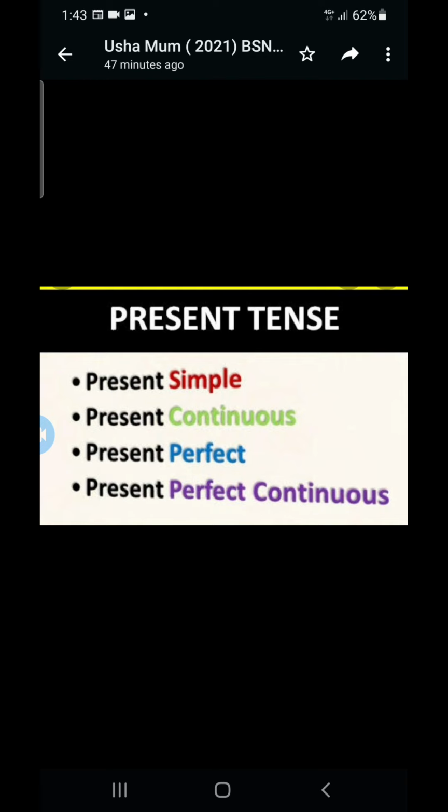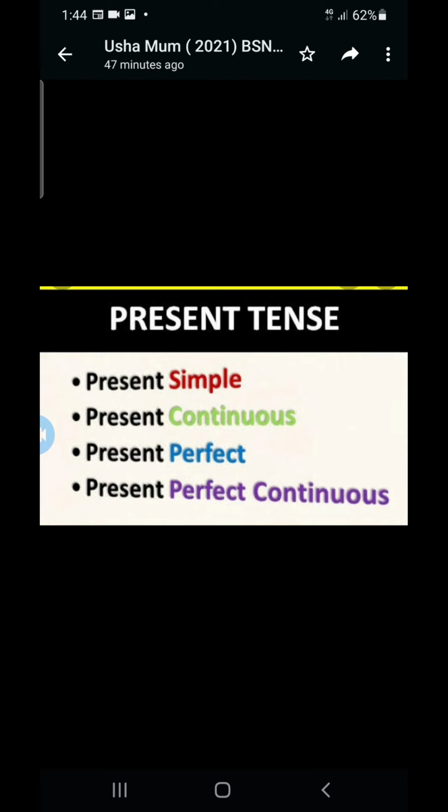Okay, only present tense. First one is simple present. In present tense, there are 4 types. First one is simple present tense. Second one is present continuous tense. Third one is present perfect tense. Fourth one is present perfect continuous tense. Simple present tense, present continuous, present perfect continuous tense. These are the types of present tense.